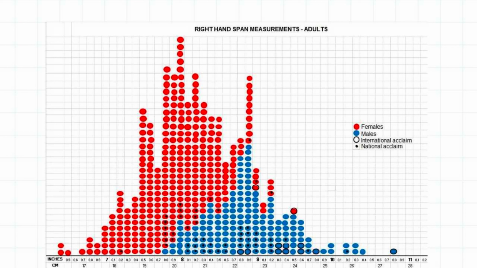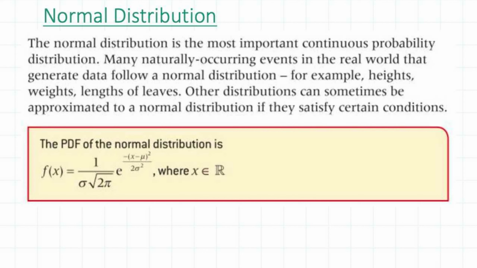Another nice visualization is this. If they've taken the measurements for the right-hand span of females and the right-hand span of males, you can notice that if I take the graphs separately, they follow a normal distribution, obviously with some peaks, but generally we have a normal distribution. If I take more and more measurements, it's going to be even a smoother curve. So normal distribution is a naturally occurring event in the real world, things like height, weight, lengths of leaves, test scores, for example. If everything is normal, there's nothing skewed, they follow normal distribution and they satisfy certain conditions.